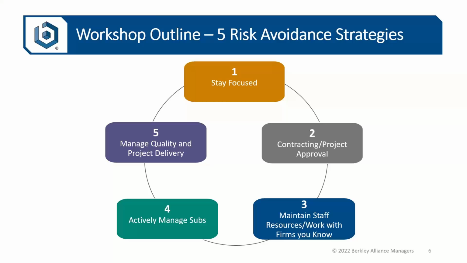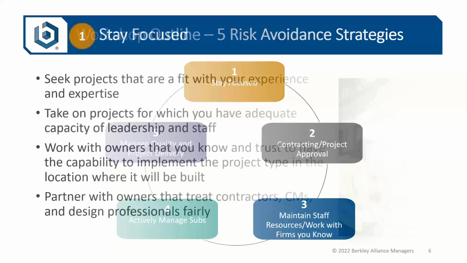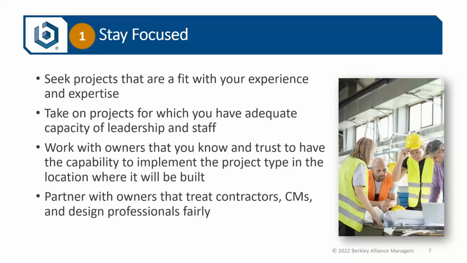So let's get to the meat of our program here. Here's the workshop outline for the 5 risk avoidance strategies. The first is stay focused. The second is regarding contracting and project approval. Third is maintaining staff resources and working with firms you know. Fourth, very importantly, actively managing your subcontractors. And finally, embedding quality and project delivery into the management and delivery process you have, no matter what the project type is. So let's start with this concept of being focused.